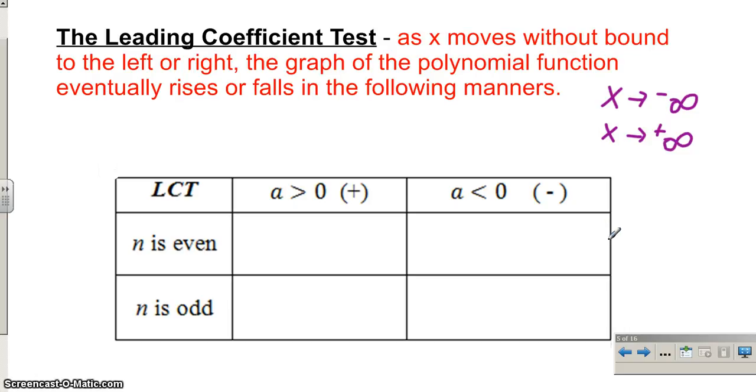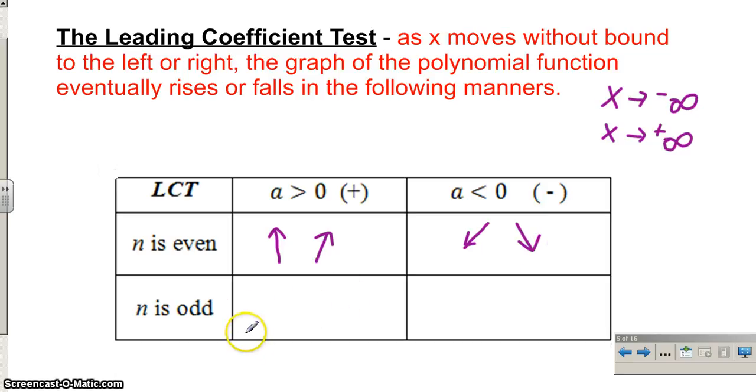So if n is even and the leading coefficient is positive, an example of an even would be like x squared, then it's going to rise to the left and also rise to the right. If it's an even degree and your leading coefficient is negative, as in a negative x squared, it's going to fall to the left and fall to the right.